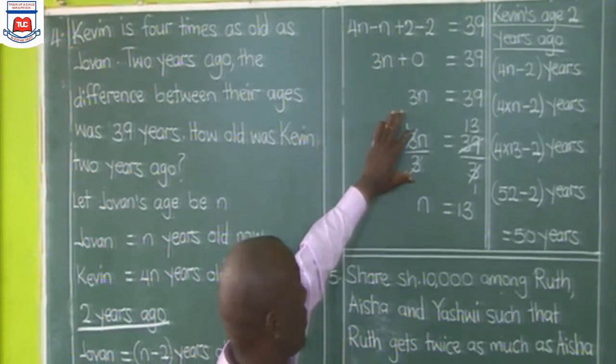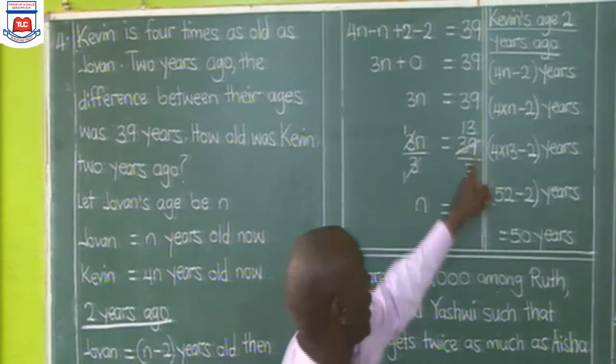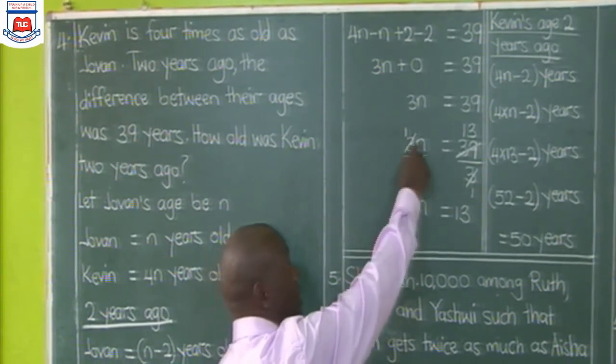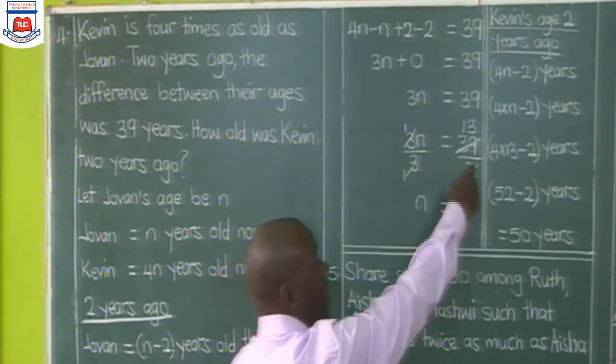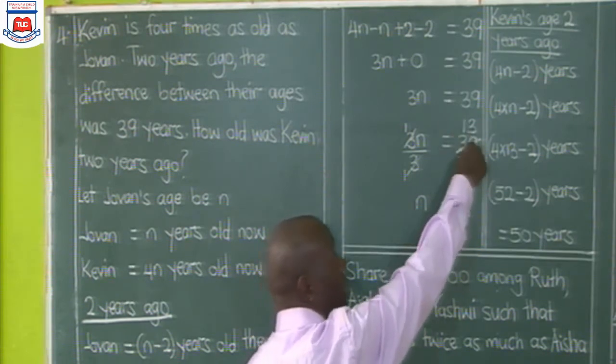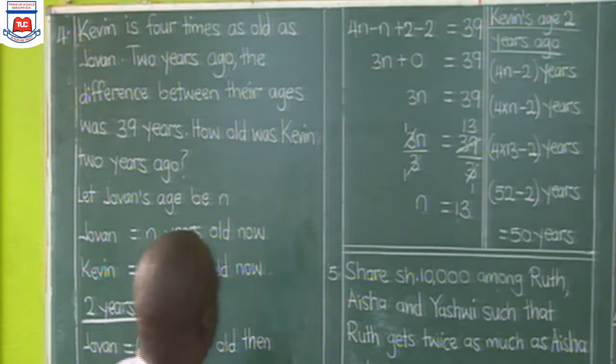Divide either side by 3. That is 3n divided by 3 is equal to 39 divided by 3. 3n divided by 3, you get n. Then 39 divided by 3: 3 divided by 3 is a 1, 9 divided by 3 is a 3. So n is equal to 13.